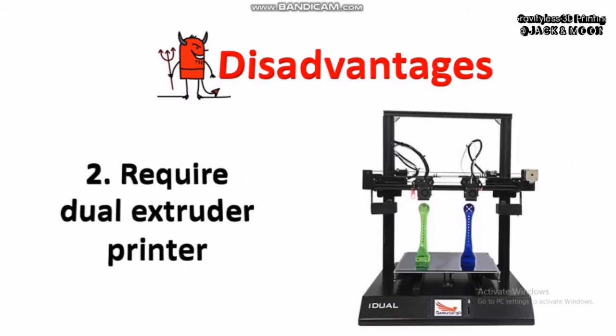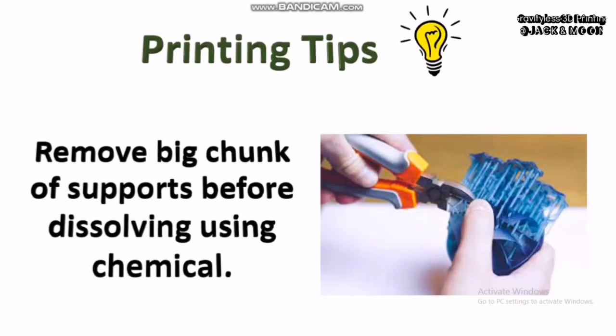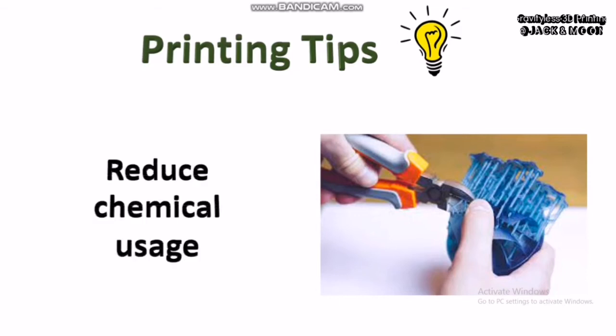One tip we can provide while printing HIPS as a supportive material is that you can manually remove some big parts of the supports and only dissolve those which are not accessible by your tools. This can greatly increase the efficiency of the support removal and saves you some amount of the chemical used.